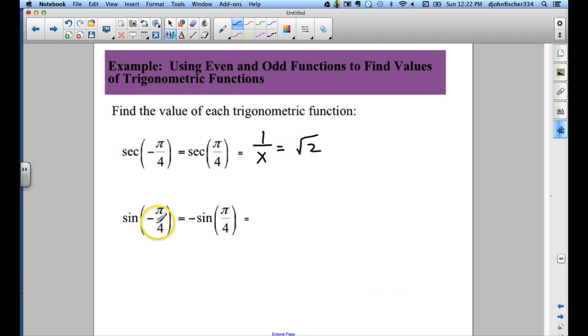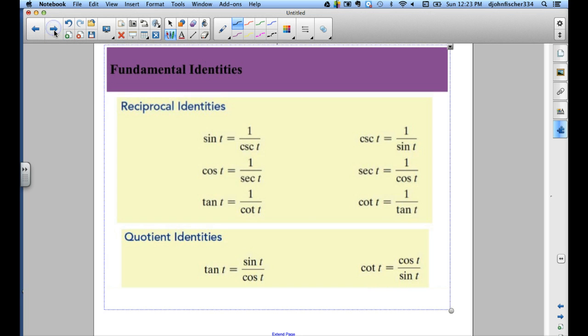Now sine of negative pi over 4, and since sine is an odd function, that's equal to negative sine of pi over 4. Sine of pi over 4 is the square root of 2 over 2, so it would be equal to negative square root of 2 over 2. Odd means we just put the negative in front.